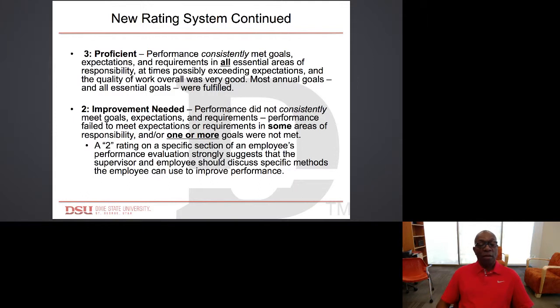And 2, improvement needed. Performers did not consistently meet goals, expectations, and requirements. Performers failed to meet expectations or requirements in some areas of responsibility, and/or one or more goals were not met. A 2 rating on a specific section of an employee's performance evaluation strongly suggests that supervisor and employee should discuss specific methods the employee can use to improve performance.